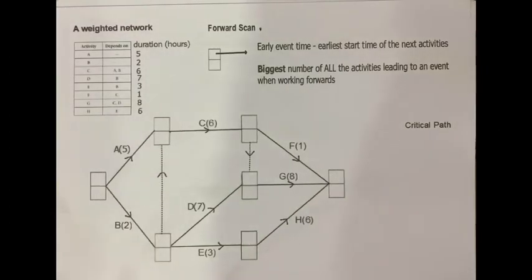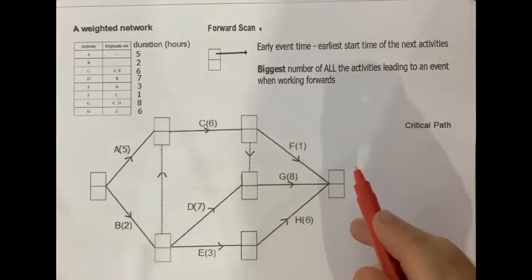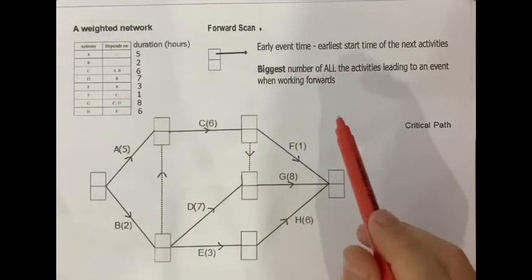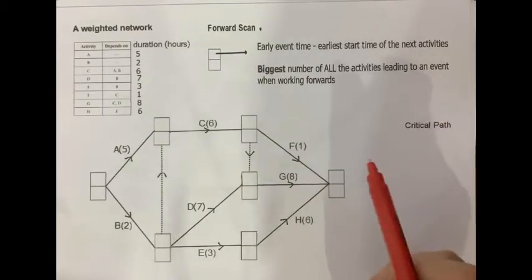We now come on to a weighted network. So all these activities now have a time attached to them, a duration, and in this example I've put hours, but it could be days, it could be weeks, or in some projects it could even be years, especially if you're building a new changing room in Hagley Park.